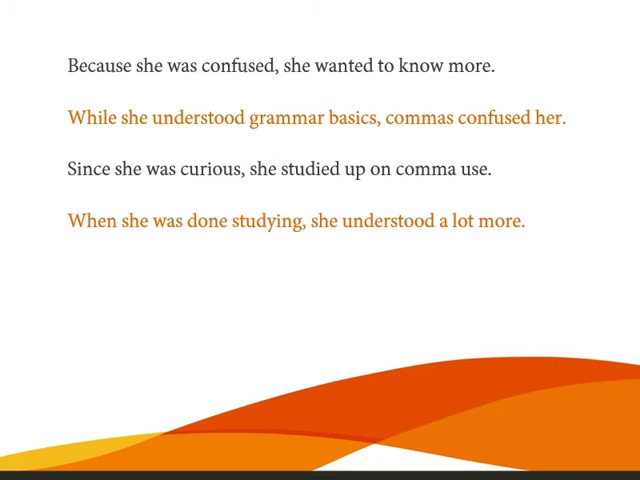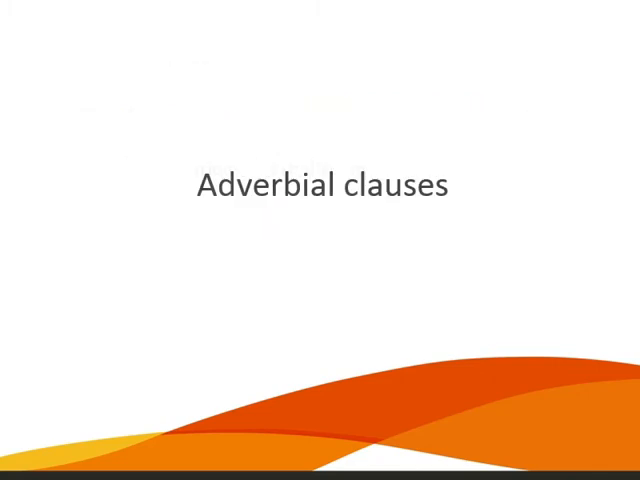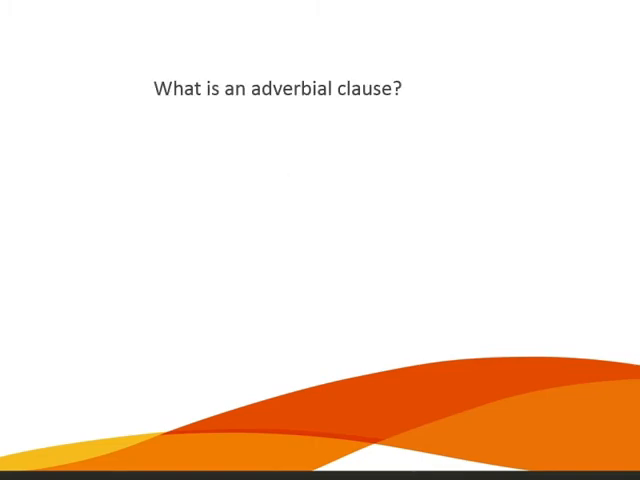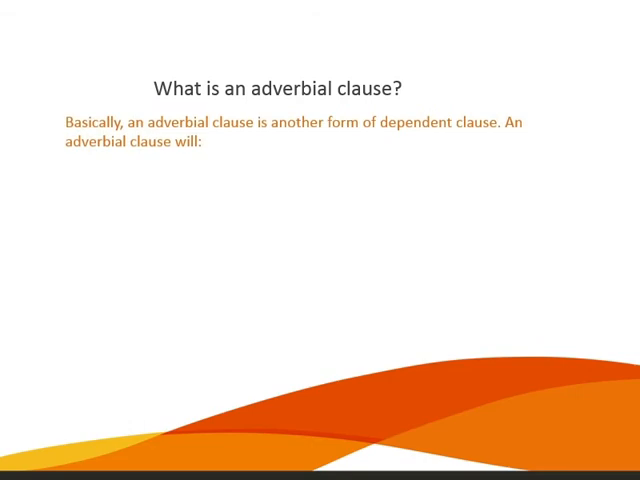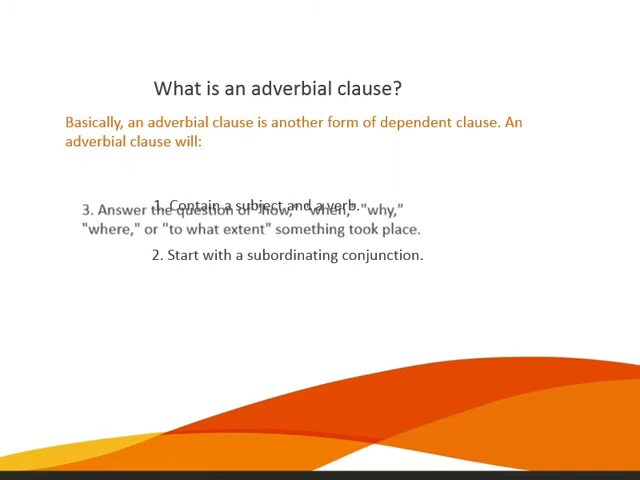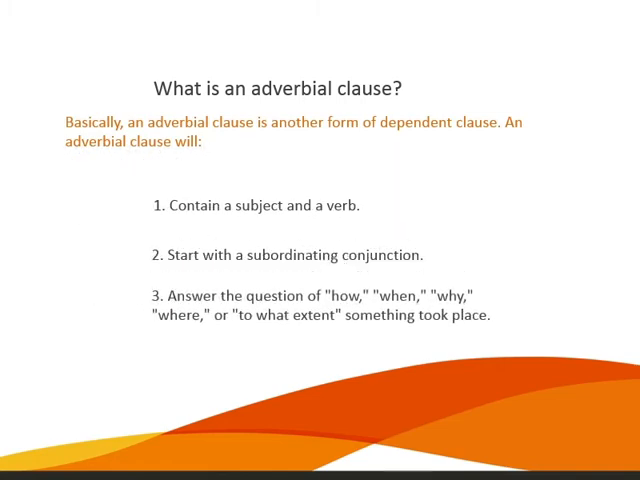Finally, let's go over what we mean by adverbial clause and review how to properly separate a list with commas. Yeah, I am a little confused about adverbial clauses. No problem. Basically, an adverbial clause is another form of dependent clause. An adverbial clause will: 1. Contain a subject and a verb, 2. Use a subordinating conjunction, and 3. Answer the question of how, when, why, where, or to what extent something took place.